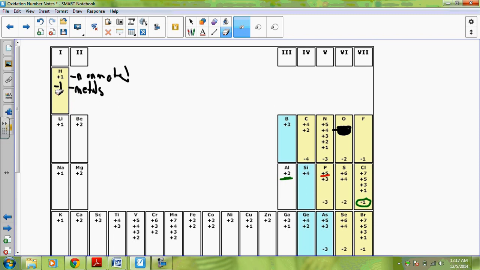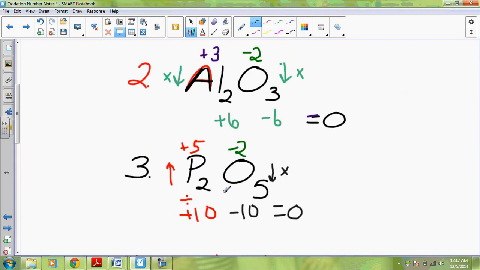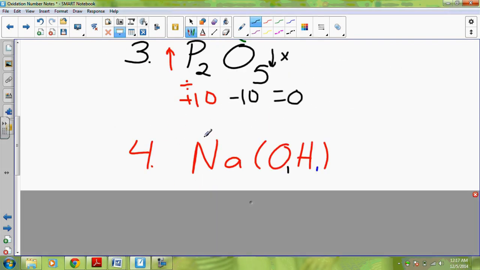Well, hydrogen's got 2, so we don't know right off the bat. Metal, non-metal. Alright, let's see. Sodium. Oh, sodium only ever can have +1. So we go back, scroll down. Guess what? Sodium has to be +1 because that's the only one it can ever be.